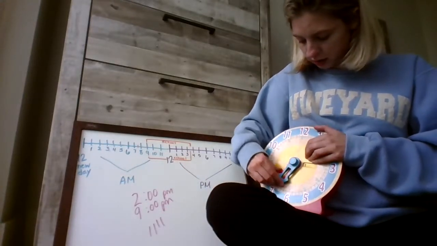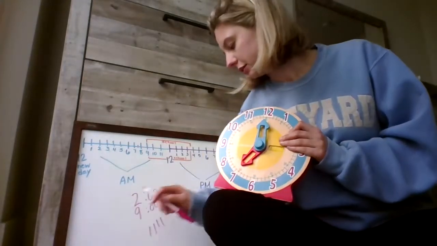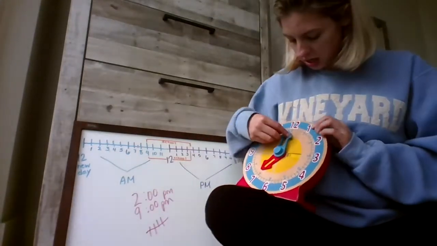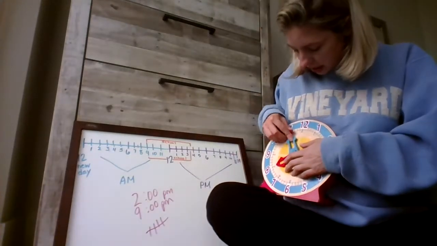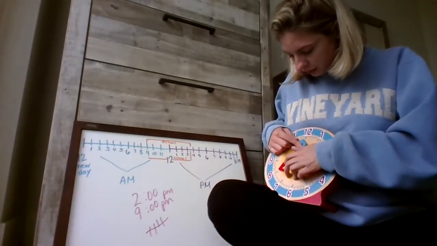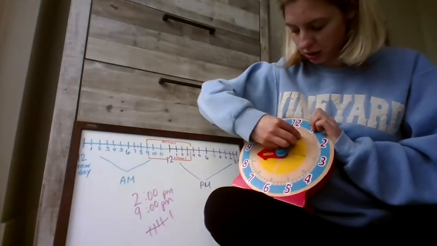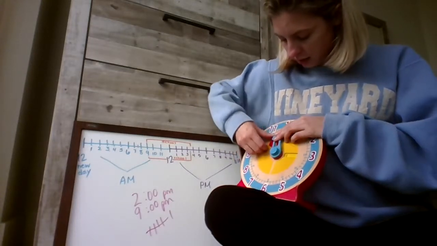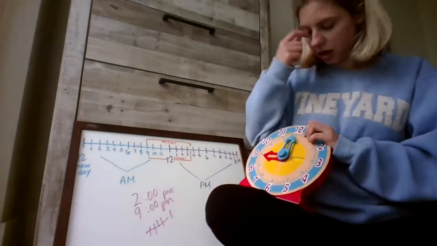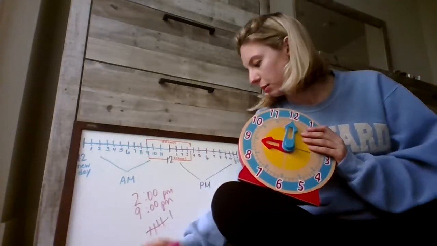Another hour has gone by. Now it's 7. We're getting closer to 9. Another hour has gone by. Now it's 8. And another hour has gone by. And now it is 9. Sorry, friends. This clock is supposed to move at the same rate, but it's okay. Things happen. So we marked that last one.